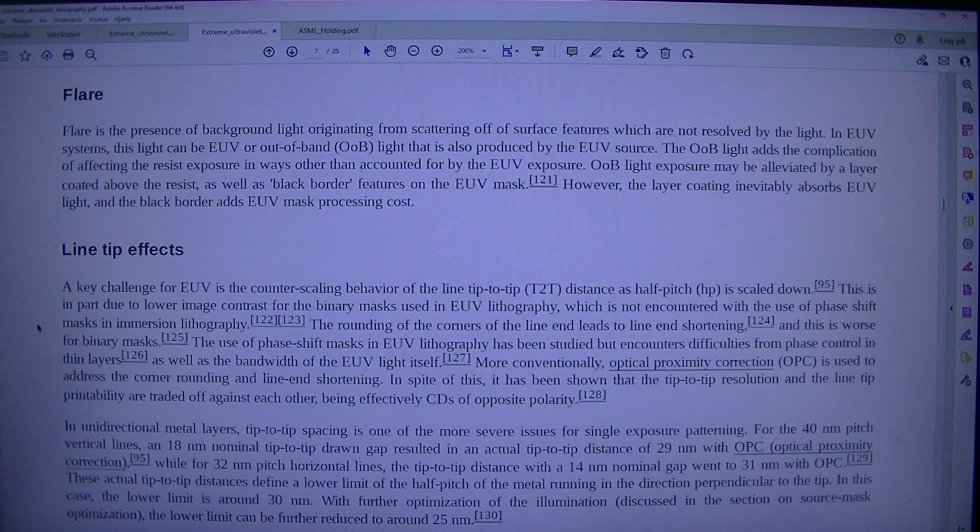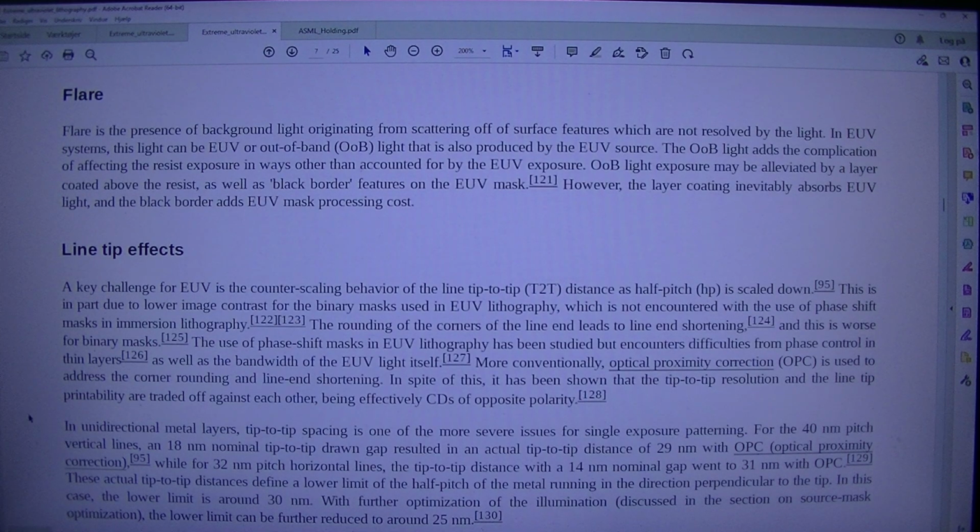125. The use of phase shift masks in EUV lithography has been studied, but encounters difficulties from phase control in thin layers. 126, as well as the bandwidth of the EUV light itself. 127. More conventionally, optical proximity correction, OPC, is used to address the corner rounding and line end shortening. In spite of this, it has been shown that the tip-to-tip resolution and the line tip printability are traded off against each other, being effectively CDs of opposite polarity.